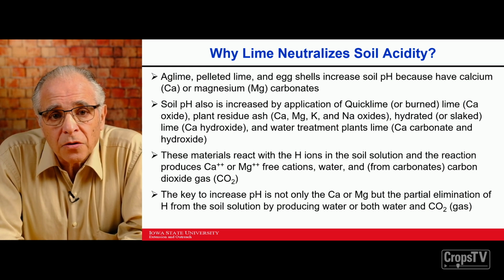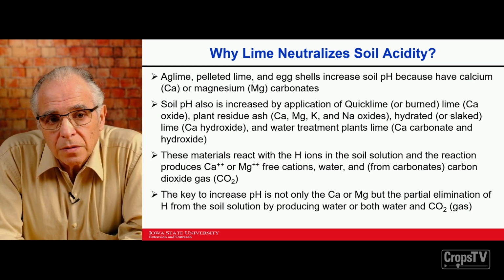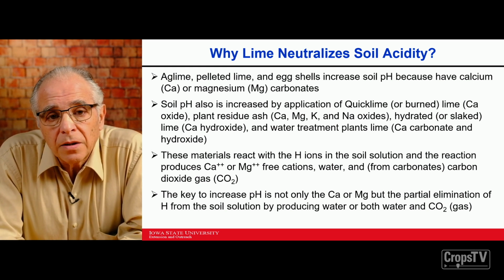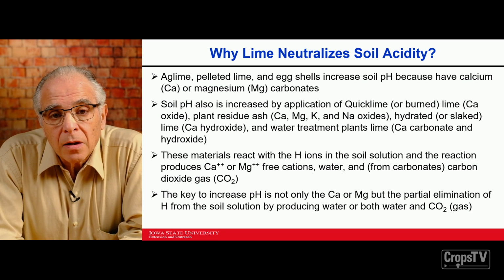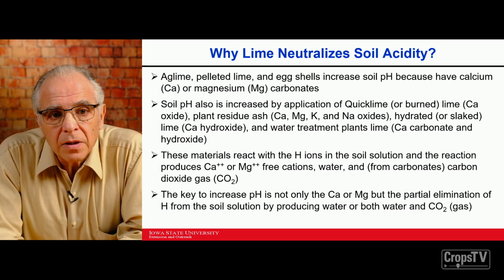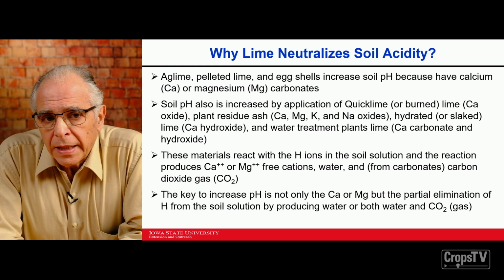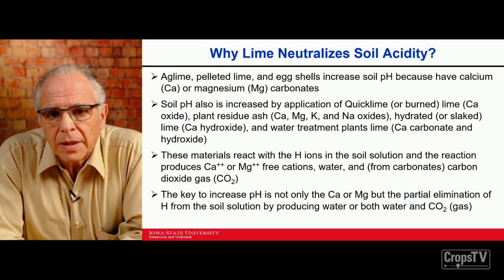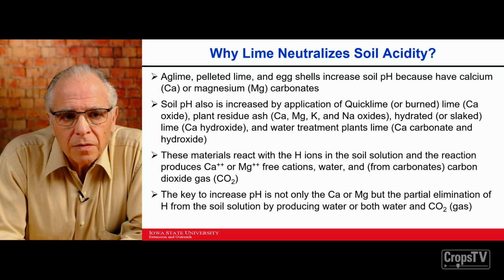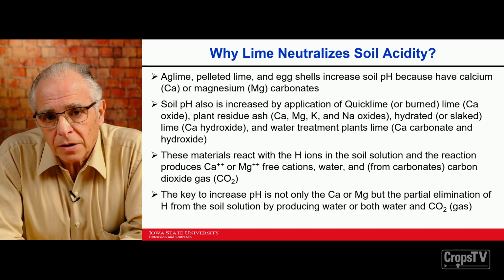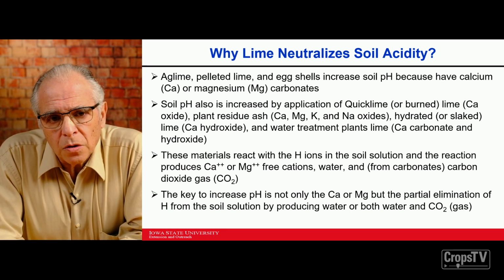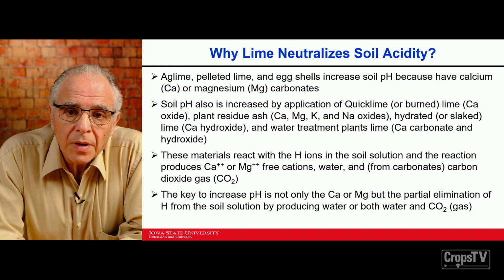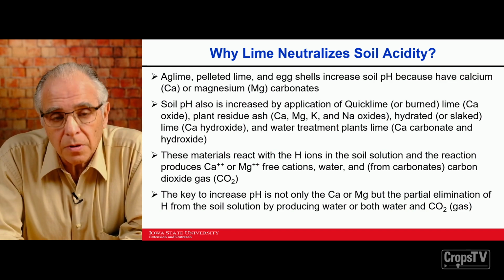So these materials react with the hydrogen in the solution, and that produces calcium or magnesium free cations, water, and, in the materials that have carbonates, carbon dioxide gas. So the key to increasing pH is not only the calcium and the magnesium, but the partial elimination of hydrogen from the solution, or reduction of hydrogen in the soil solution, by producing water or both water and carbon dioxide in the case of the carbonates.